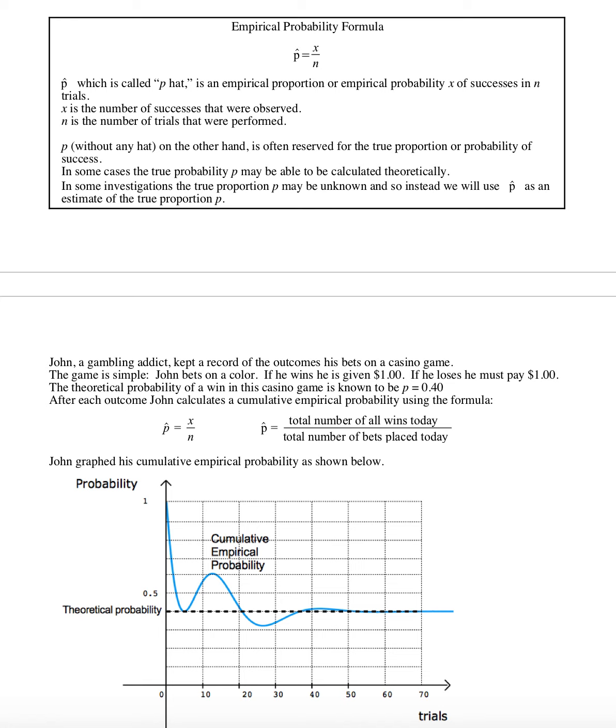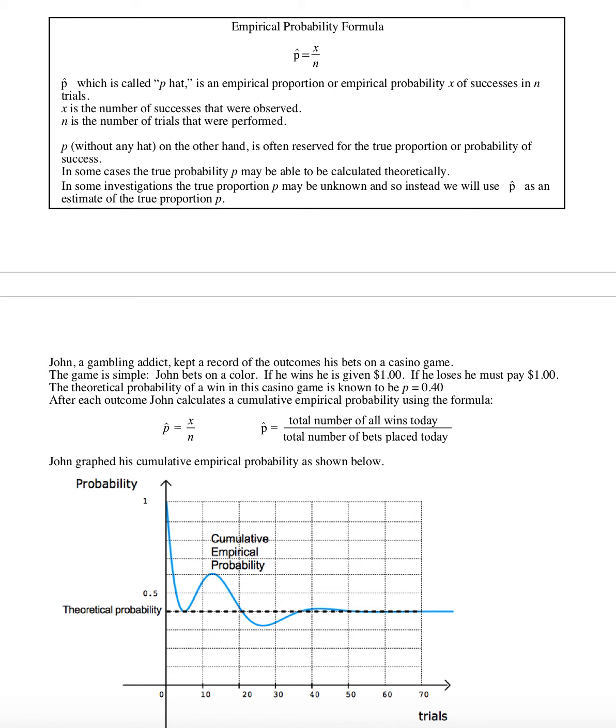Here we see the formula for empirical probability. P hat stands for the empirical proportion or empirical probability of X successes in N trials. A P without a hat, on the other hand, is actually reserved for the true proportion or true probability of success.